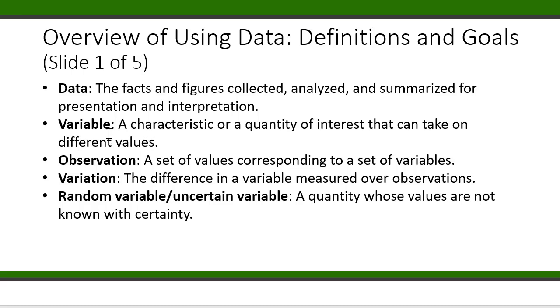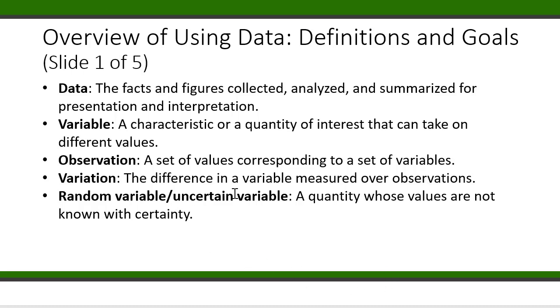You might also think of this variable like a field name when we deal with tables in a spreadsheet or a field name in a database. So that's a variable. An observation then is a set of values that corresponds to that variable. Usually we're going to have a bunch of variables that go across the top of the screen, and underneath that, each row would be a set of observations. Then as we look at our data, we can also determine some variation, and that's a difference in a variable measured over a number of observations.